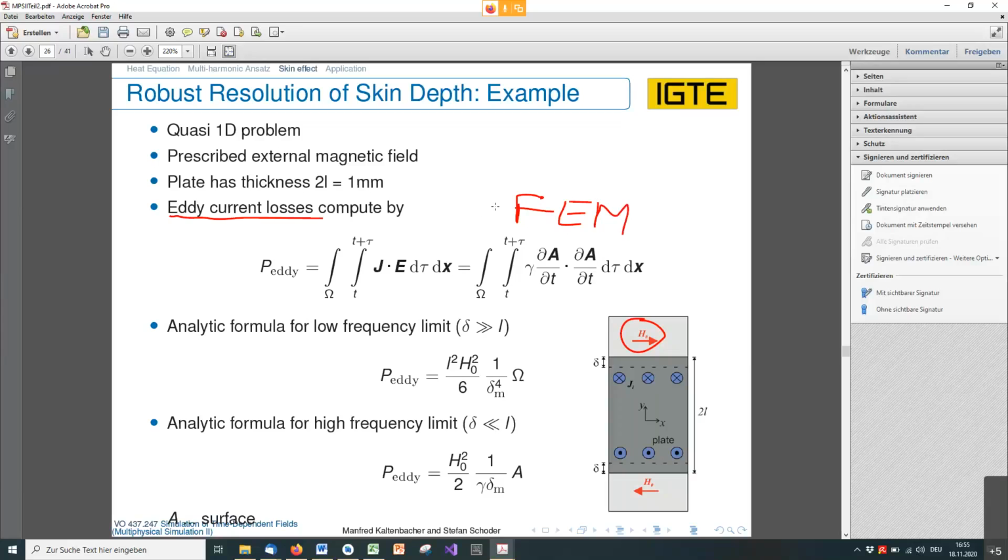The eddy current losses are on the one side computed by the finite element software OpenCFS, and on the other side we have an analytic formula for the low frequency limit. Probably you know from some other courses how to get to this low frequency limit, and we also have an analytic formula for the high frequency limit, which means that for low frequencies and for high frequencies we have an estimate how much the eddy current losses will be in this dark grayish colored area.